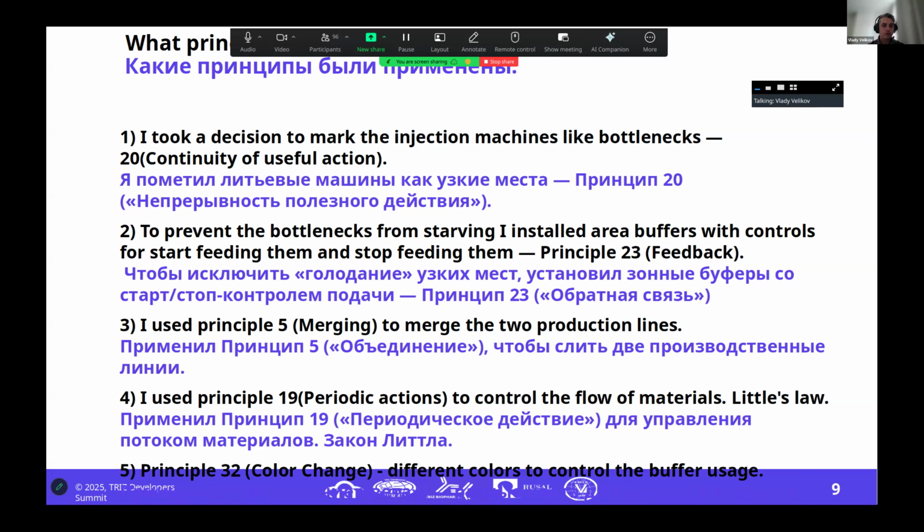Number 4, I use principle 19, which is periodic actions, and I start to control the flow of materials, which I said is like impulse feeding with materials. And 5, I use principle 32, color change. So I put different colors in the different levels of the buffer.